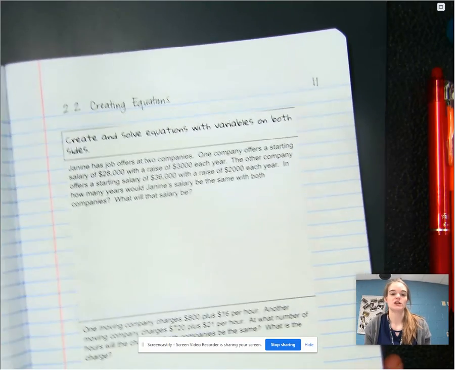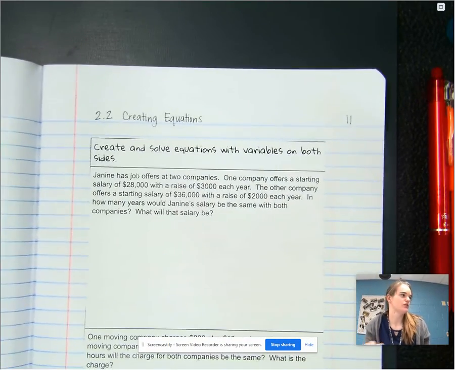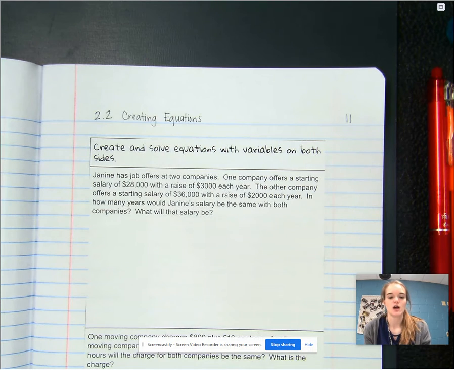We are finishing the 2.2 creating equations. You glued this in yesterday. We're going to work through these, and you're going to continue with your homework. So this time we're going to be setting up equations with variables on both sides.